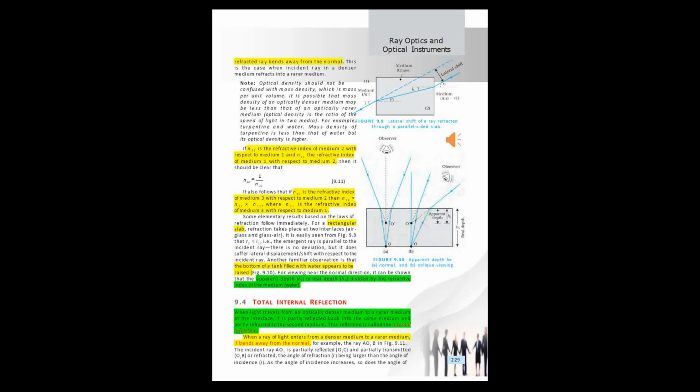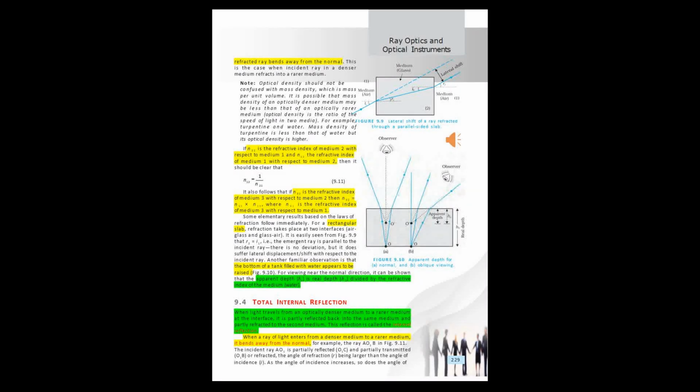If n21 is the refractive index of medium 2 with respect to medium 1 and n12 the refractive index of medium 1 with respect to medium 2, then we get the equation 9.11. It also follows that if n32 is the refractive index of medium 3 with respect to medium 2 then n32 equals n31 times n12, where n31 is the refractive index of medium 3 with respect to medium 1.